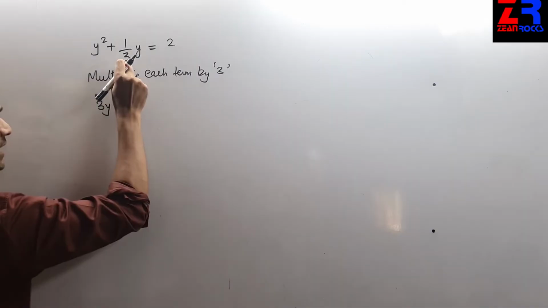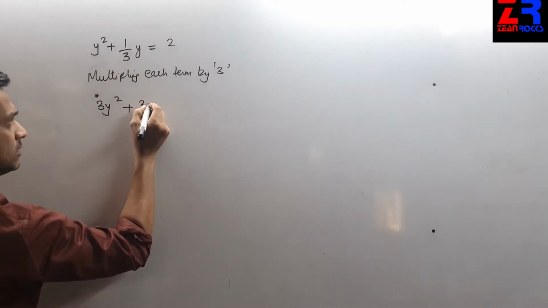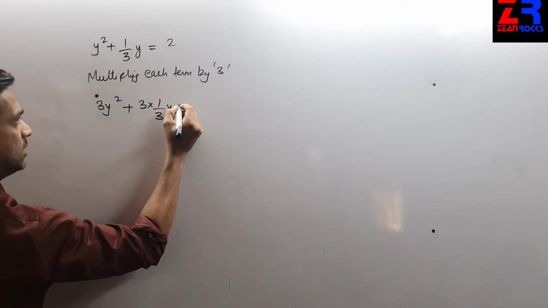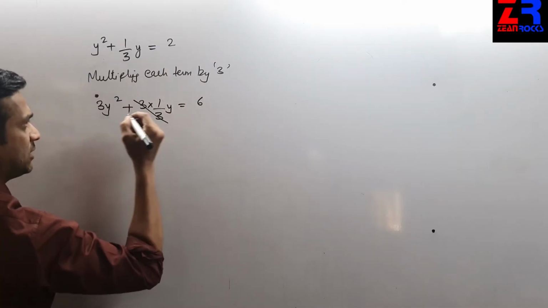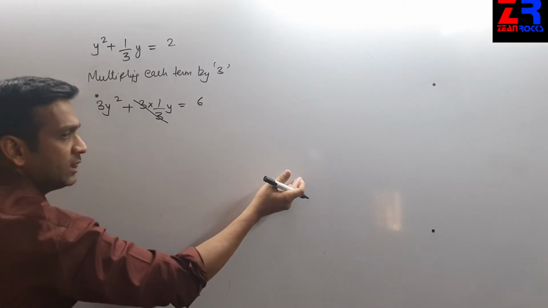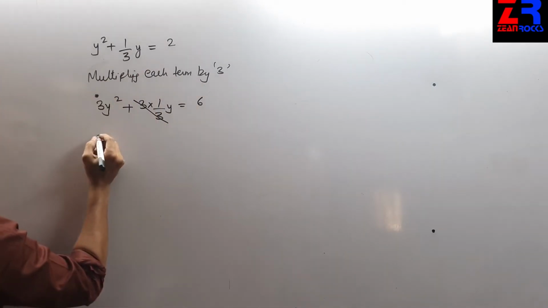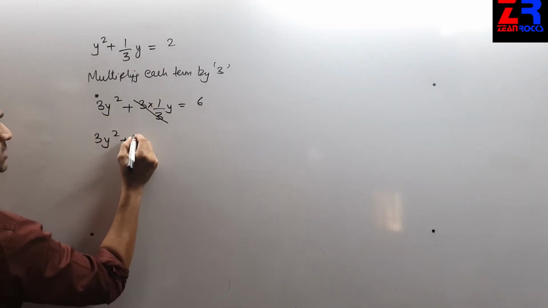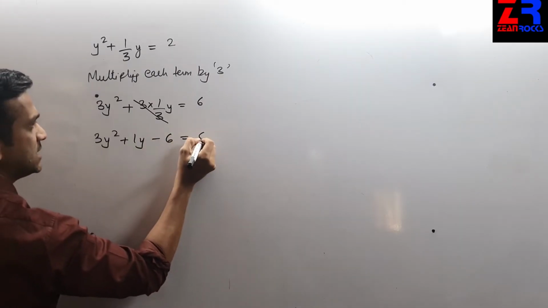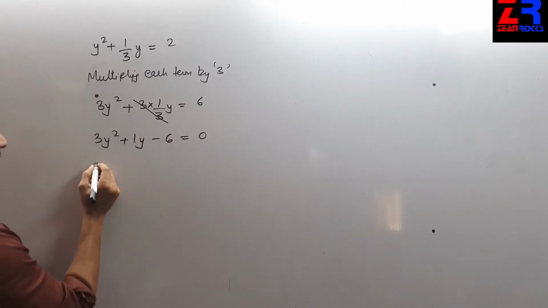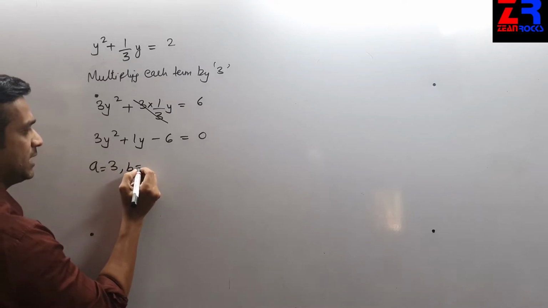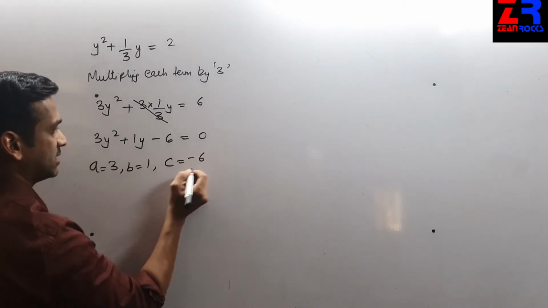plus 3 into 1 upon 3 means 3 will get cancelled, and 3 2s is 6. Take all the terms on the left hand side. You will get 3y square plus 1y minus 6 is equal to 0. You will get the value of a as 3, b as 1, c as minus 6.